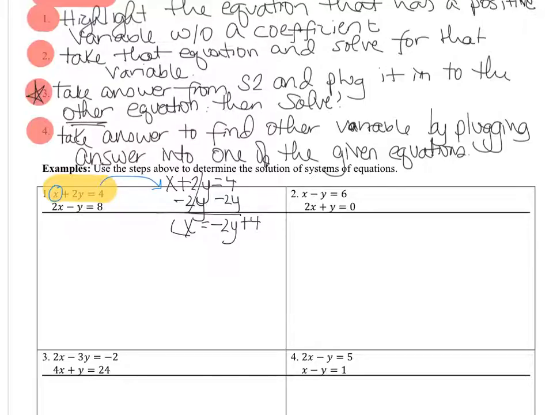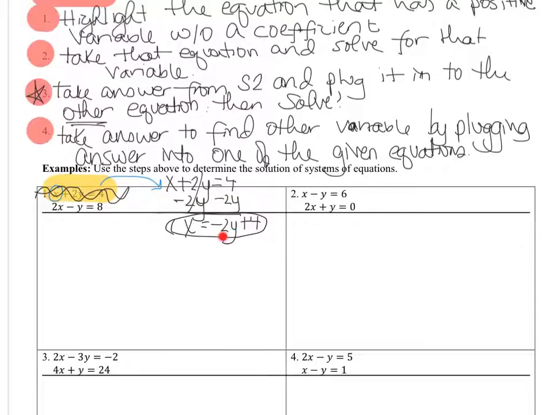I want you to go ahead and circle this. Once you circle this, I want you to lightly put a line through the equation you highlighted because you're not going to use that equation again. Is everybody with me? All right, here comes the hardest part. Step 3. Take my answer from step 2, which is this, and plug it into the other equation. My answer is negative 2y plus 4. So every time I see an x, it means the exact same thing as negative 2y plus 4 because that's what equals mean.